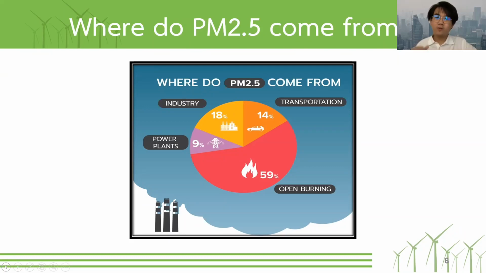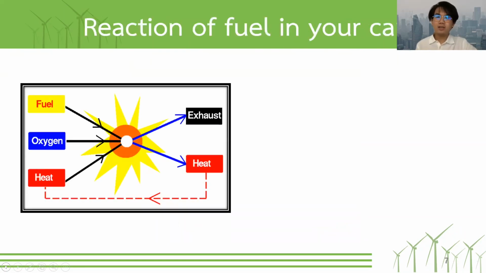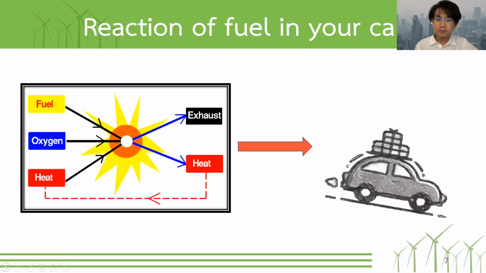In this project, we focus on the PM2.5 that comes from transportation because we know that we can use engineering knowledge to control it. So in this slide, I will talk with you about the reaction that happens in your car. This picture shows the combustion reaction. A combustion reaction will happen when you have three components together, and combustion reaction can make your car drive on the road.